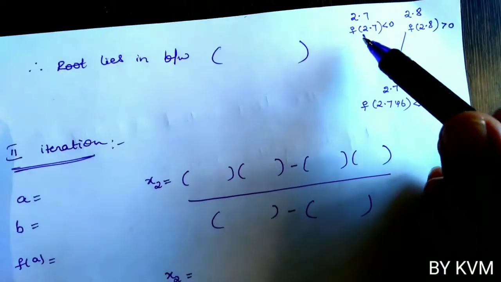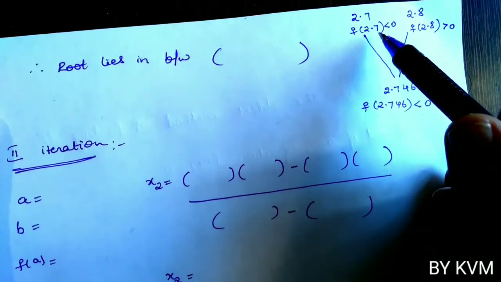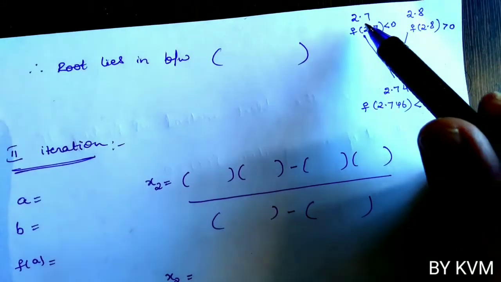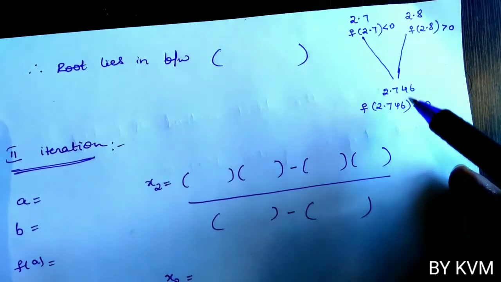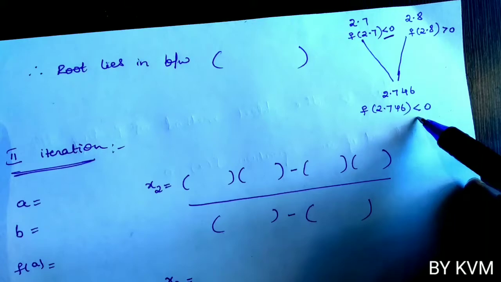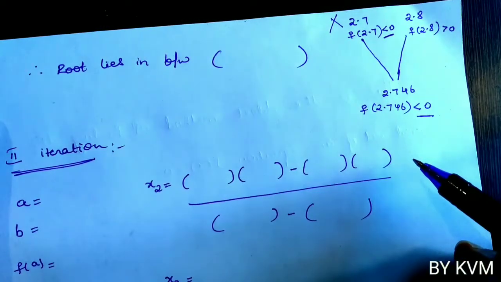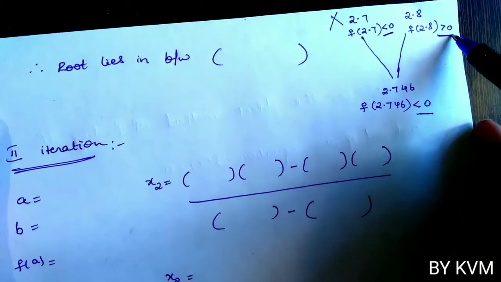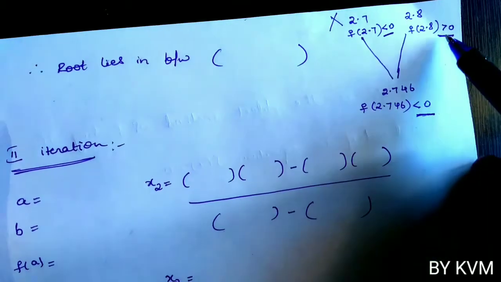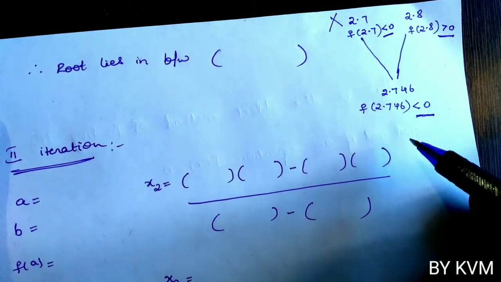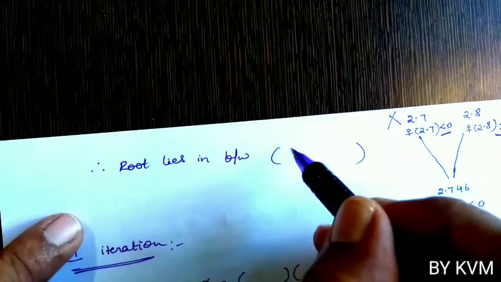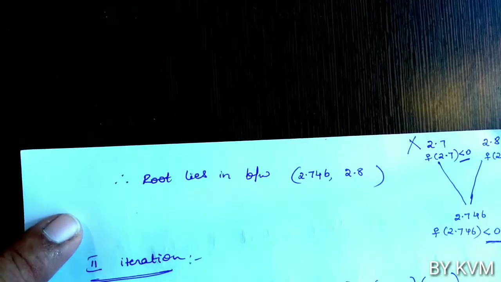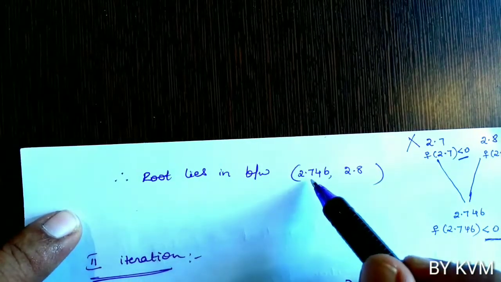Now if you take 2.7 and 2.746, f of 2.7 is less than 0 and f of 2.746 is also less than 0. So intermediate value property is not satisfied, because both the functional values are less than 0. So neglect 2.7. Now take 2.8 and 2.746. F of 2.8 is greater than 0 and f of 2.746 is less than 0. So one value is greater than 0, another is less than 0, so intermediate value property is satisfied. So after the first iteration, root lies in between 2.746 and 2.8.